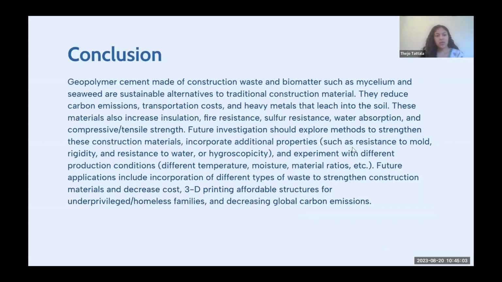In conclusion, geopolymer cement is made of construction waste and biomatter such as mycelium and seaweed, which are sustainable alternatives to traditional construction materials. They reduce carbon emissions, transport costs, and heavy metals that leach into the soil. They also increase insulation, fire resistance, sulfur resistance, water absorption, and compressive and tensile strength.